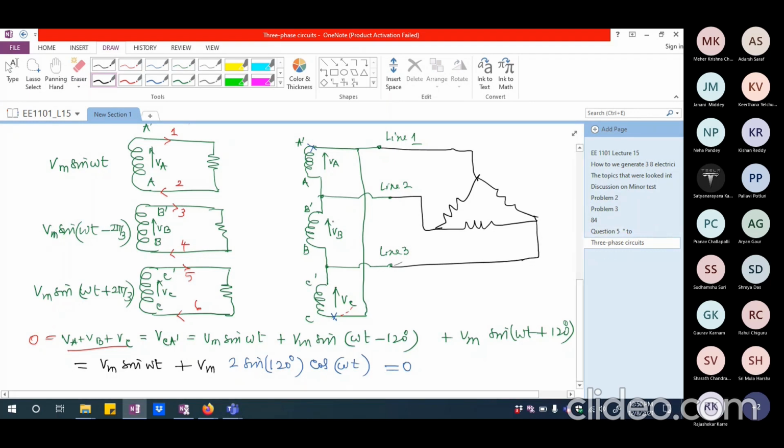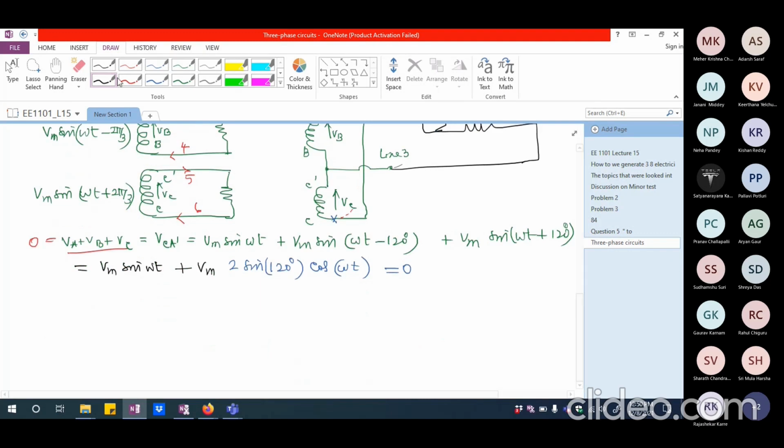Okay. So this particular connection where you are connecting the end to beginning and end to beginning and so on, this is generally known as mesh or delta connection. So we call this as mesh or delta connection. In a simplified manner, we can show it as though we are having 3 windings connected like a triangle.